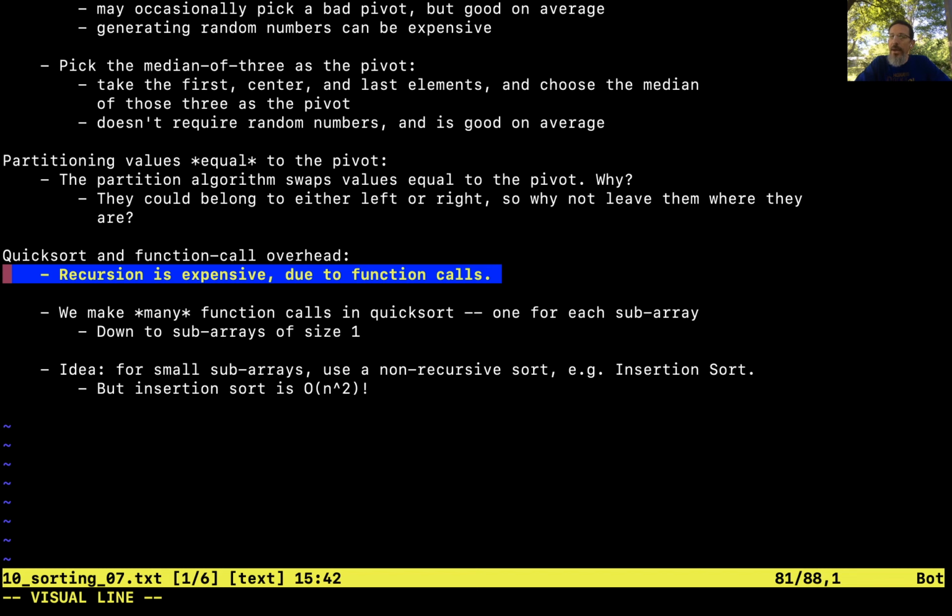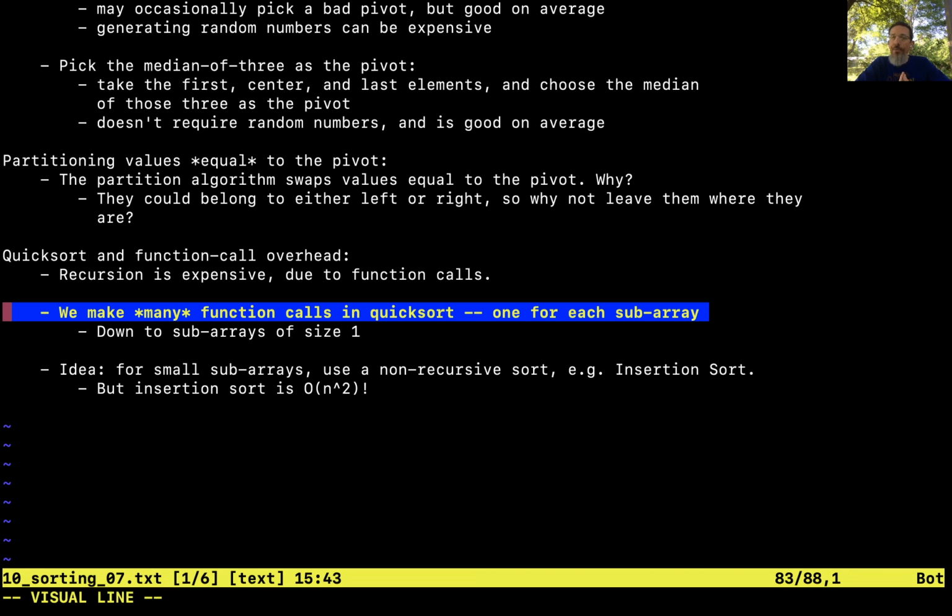So how could we make quicksort faster? Possibly by reducing the number of function calls. And we're making many function calls, one for each subarray. And the most that we're making actually is on all these length 1, 2, 3 arrays down at the very bottom of our recursion. At the top, we make 1 recursive call for the entire array, and then 2, and then 4, and then 8, and then 16. But most of those recursive calls are for these tiny little subarrays down at the bottom. So here's an idea.